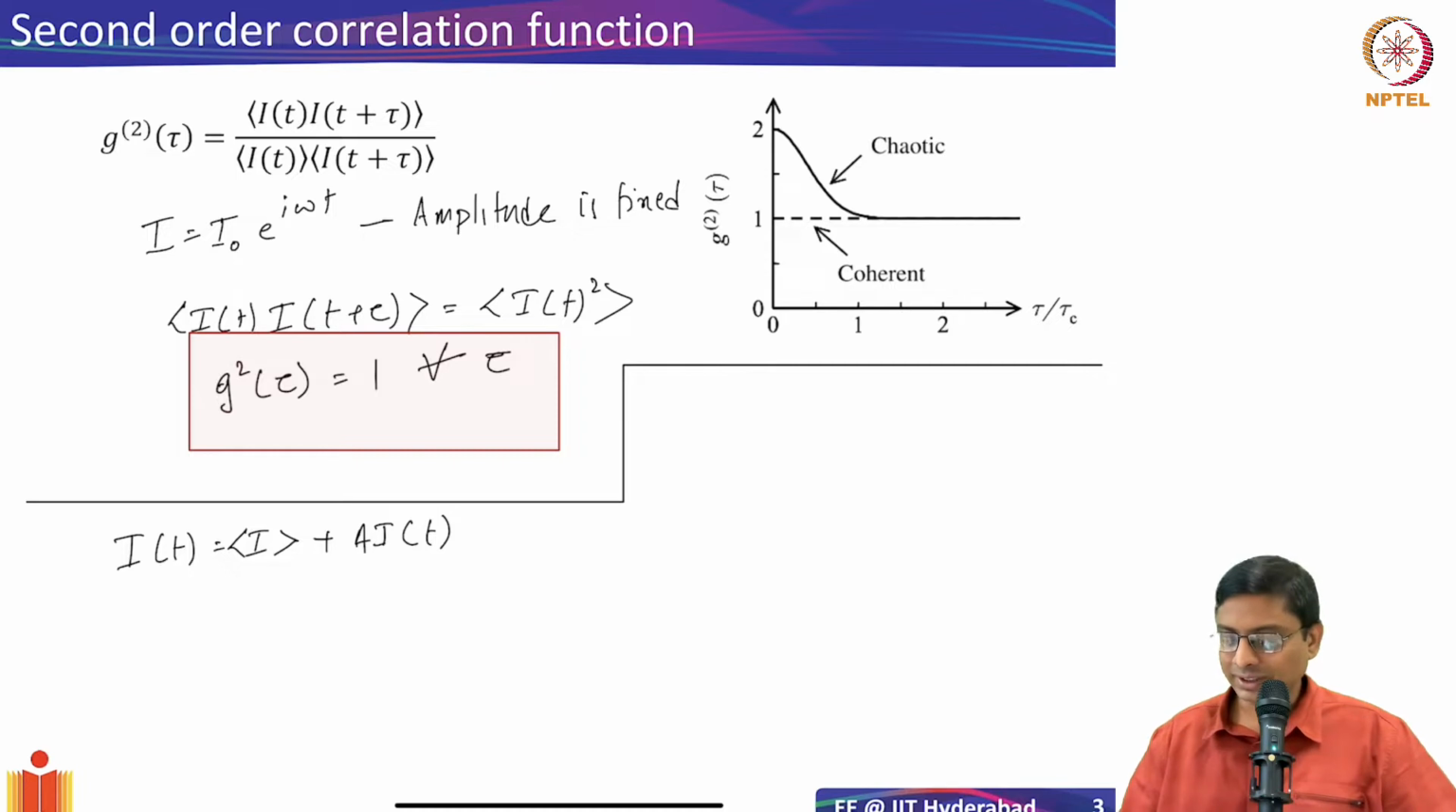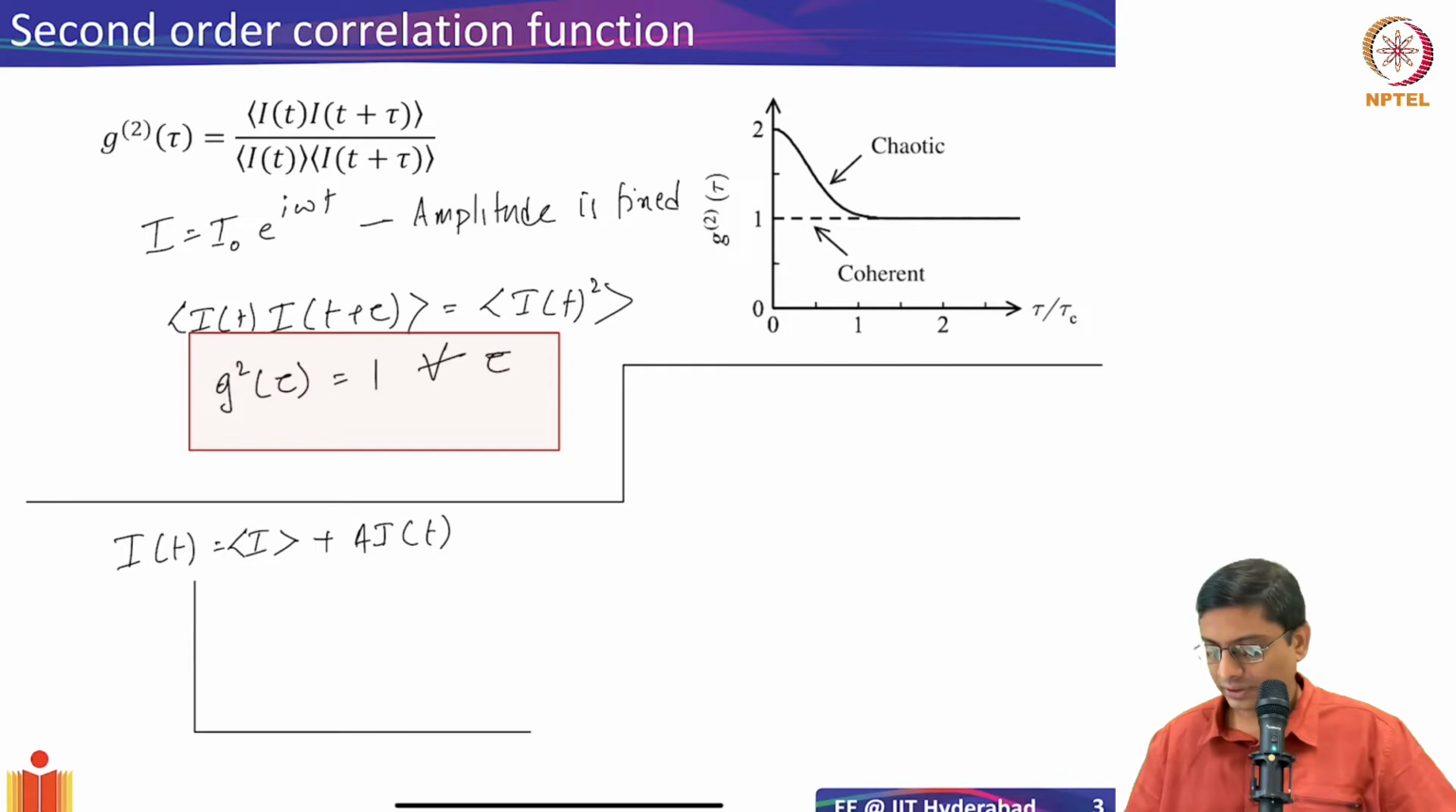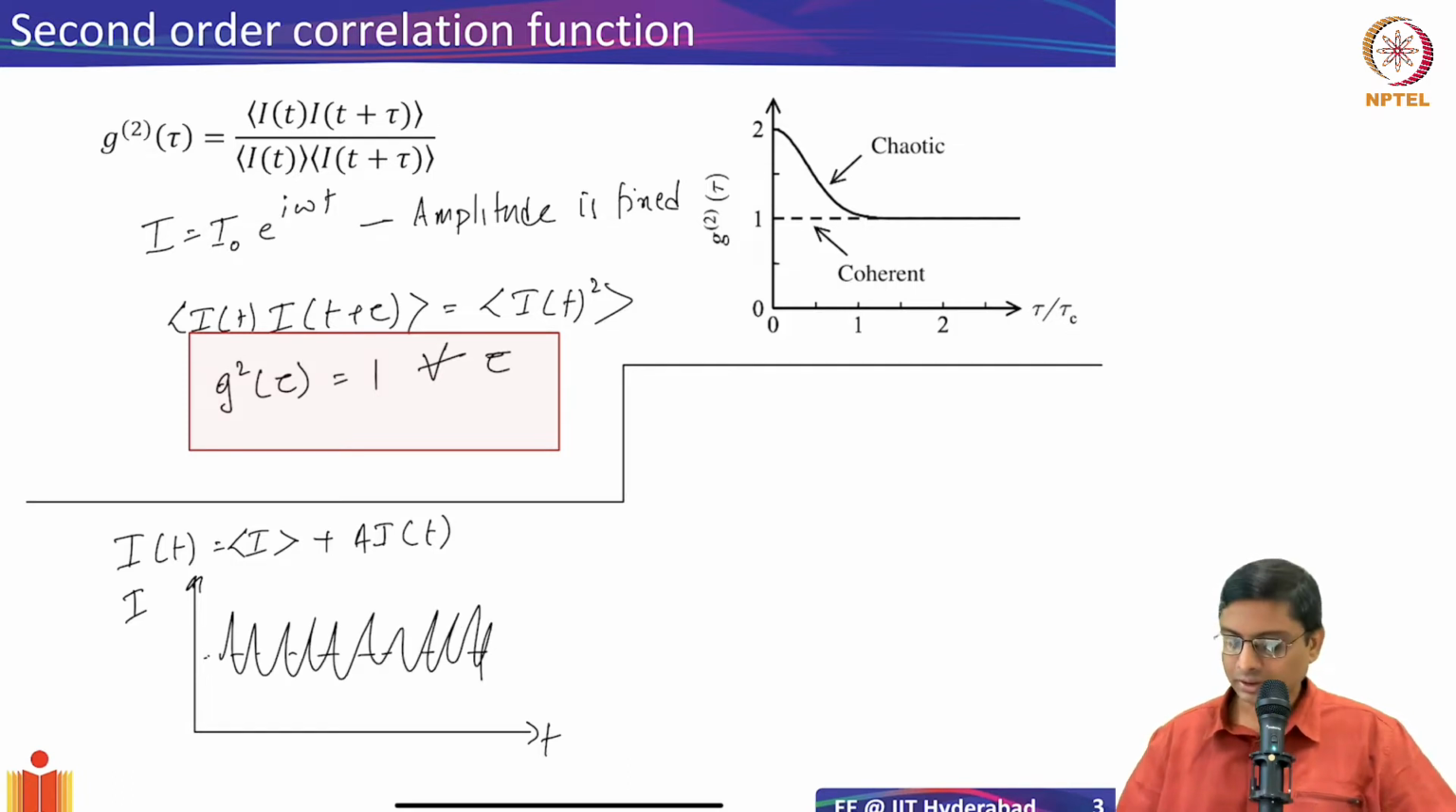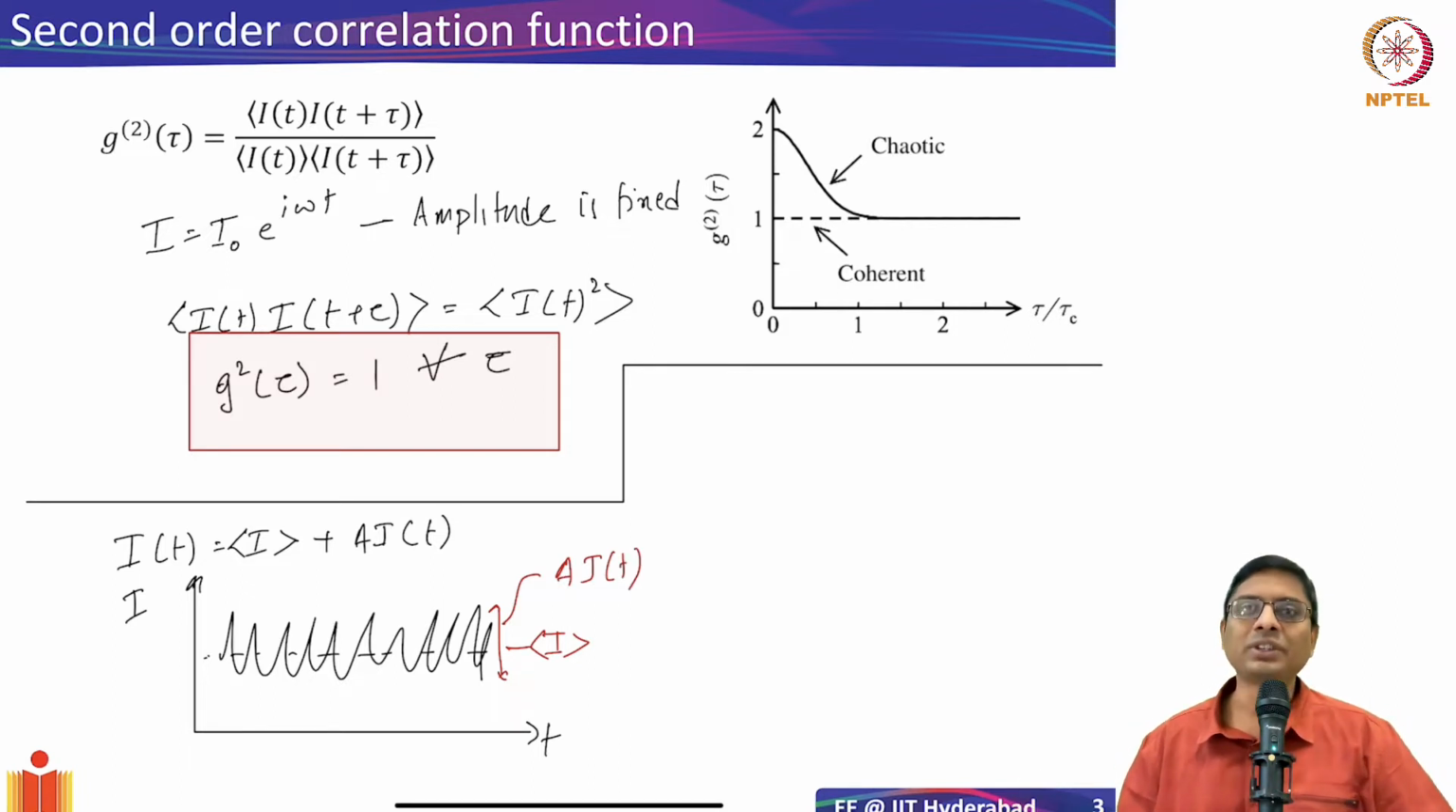If I were to draw the intensity as a function of time, this is my t and this is my I. I'll have some mean value here, and then the intensity of light is simply fluctuating around this, some random fluctuation. This is my average value of I, which I represent in the angular brackets, and this is my delta I, which is a function of time. The average value is constant, let's say, but there are some fluctuations in that.